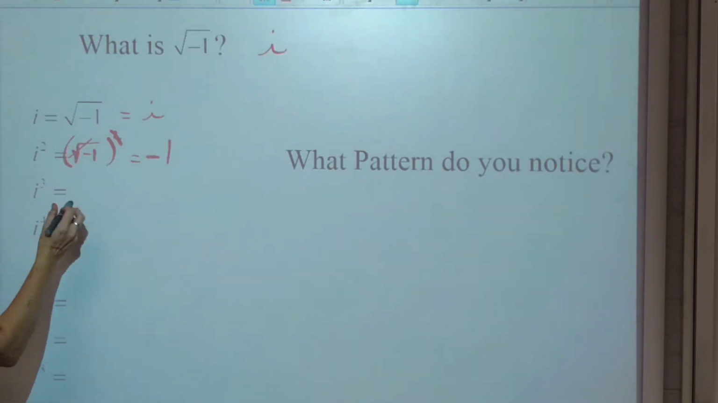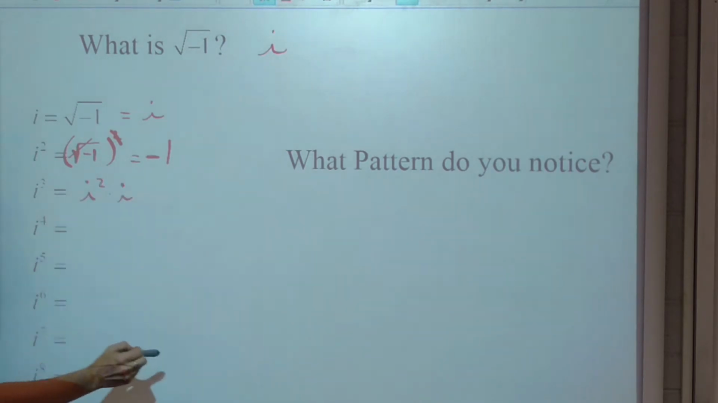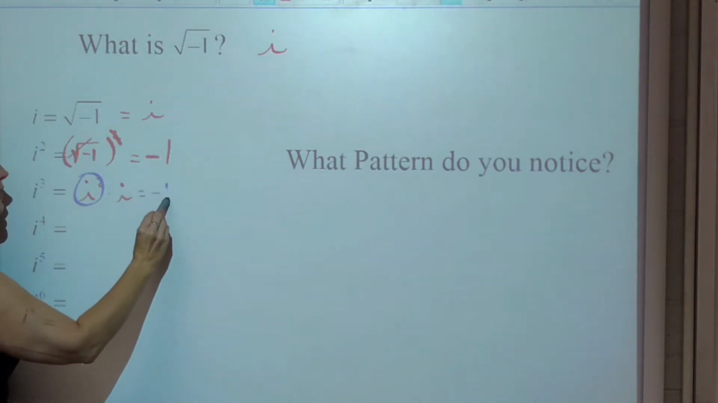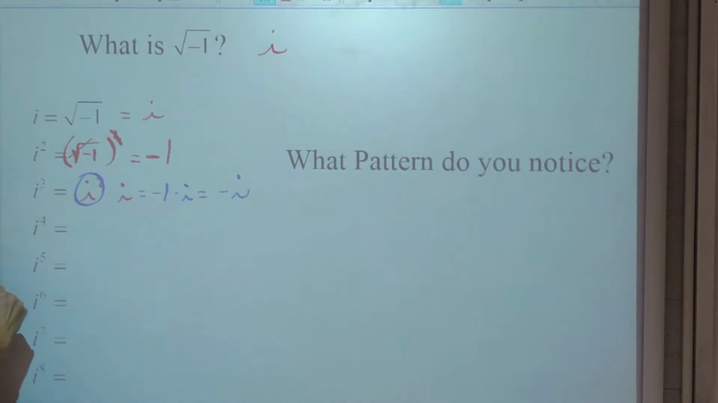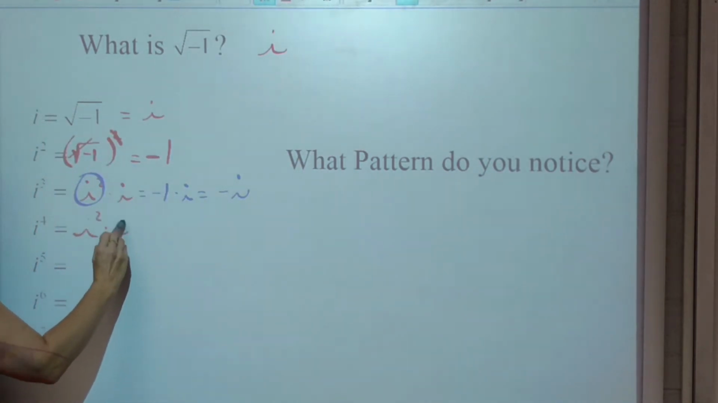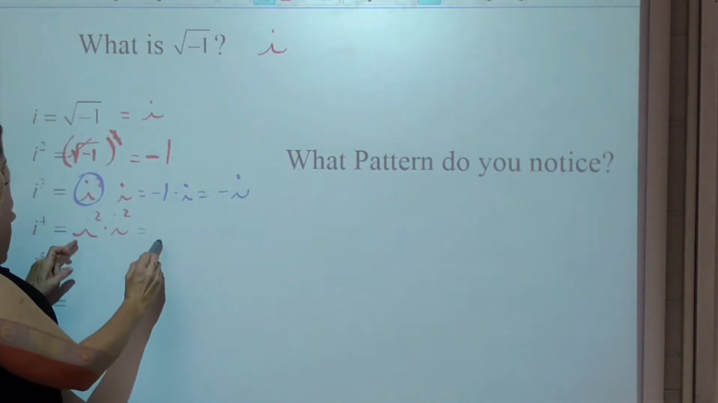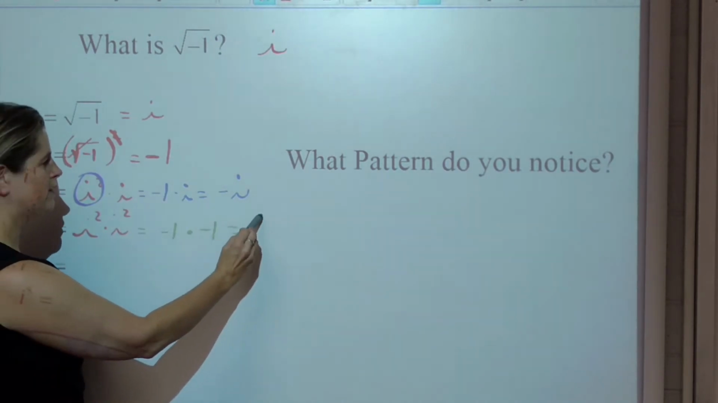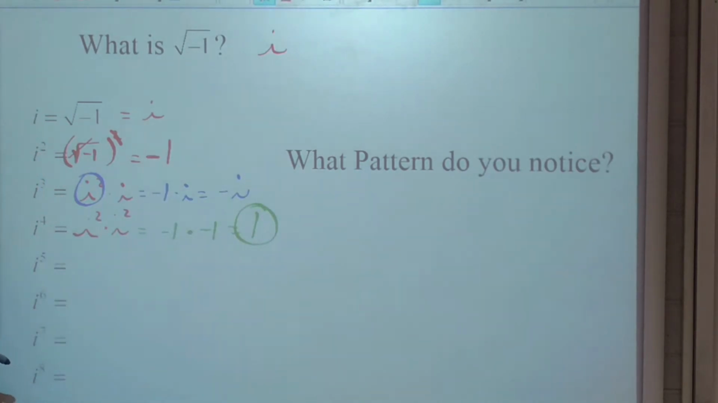When I look at i to the third, well, that's the same thing as i squared times i. We just said that i squared was going to be -1, so this would be -1 times i, or -i. For i to the fourth, we're going to go back and say, well, that's i squared times i squared. And we know that i squared is -1, and that's another -1. Negative times negative gives you a +1. So that i to the fourth gives you a 1.